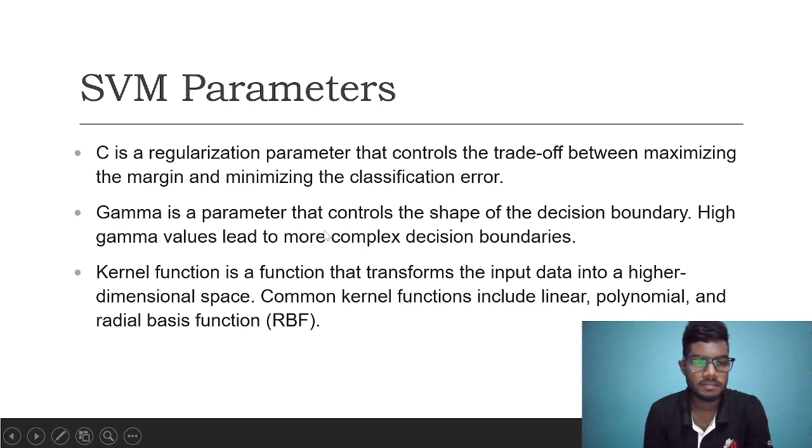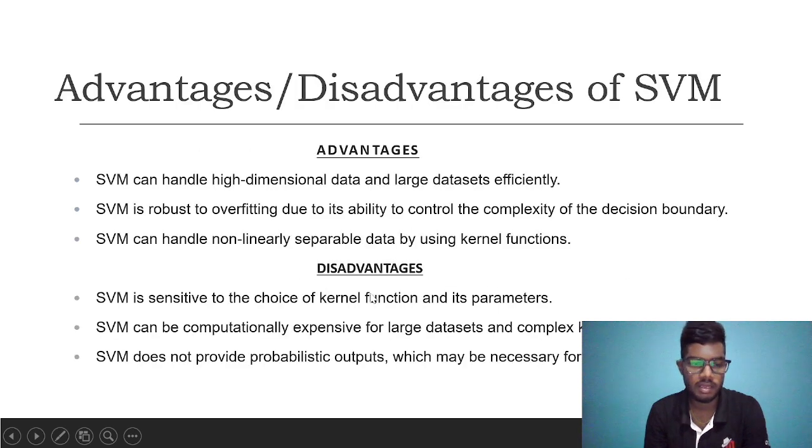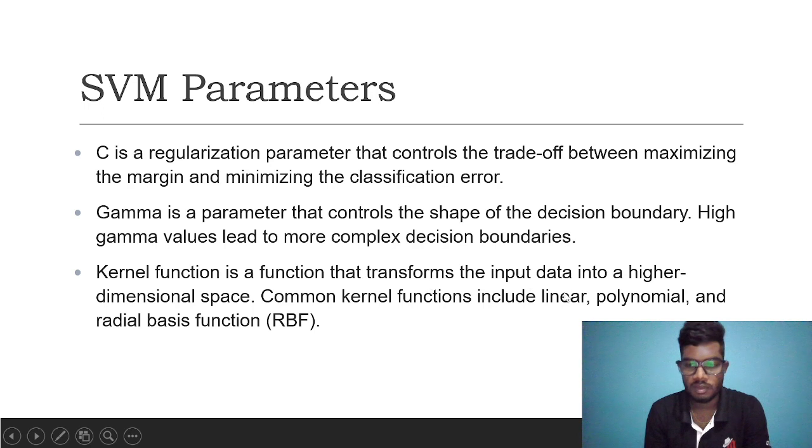SVM parameters. C is a regularization parameter that controls the trade-off between maximizing the margin and minimizing the classification error. Gamma is a parameter that controls the shape of the decision boundary. High gamma values lead to more complex decision boundaries. Kernel function is a function that transforms the input data into a higher dimensional space. Common kernel functions include linear, polynomial, and radial basis function.